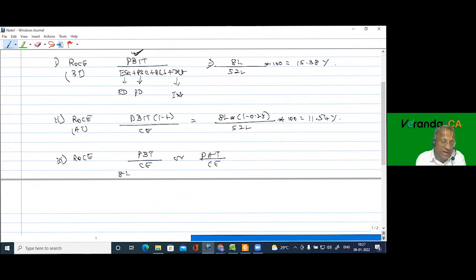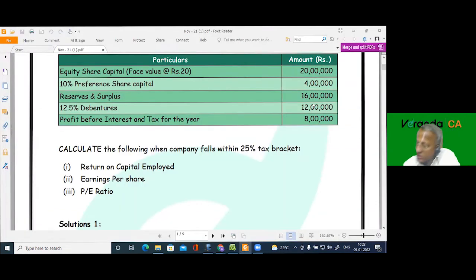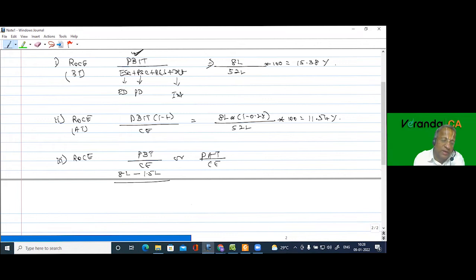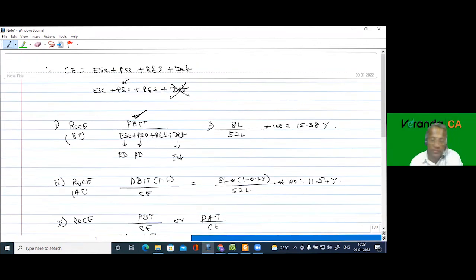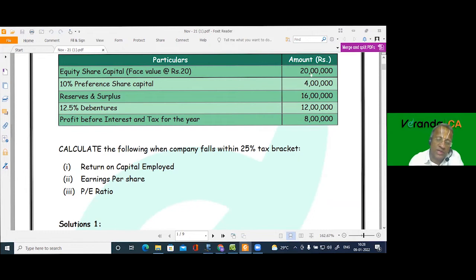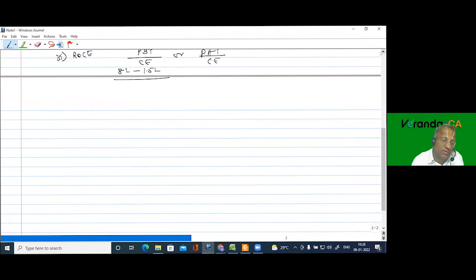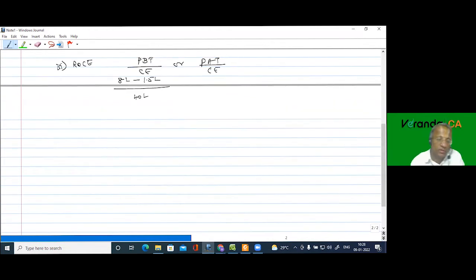So you have 8 lakhs minus interest, 12.5% on 12 lakhs, 0.125 into 12 lakhs, which is 1,50,000. In this particular case, I don't have debenture. So without debenture, how much do I have? 20, 24, and 40. I can have 40 lakhs. So 6.5 lakhs divided by 40 lakhs in percentage terms gives me 16.25 percent.